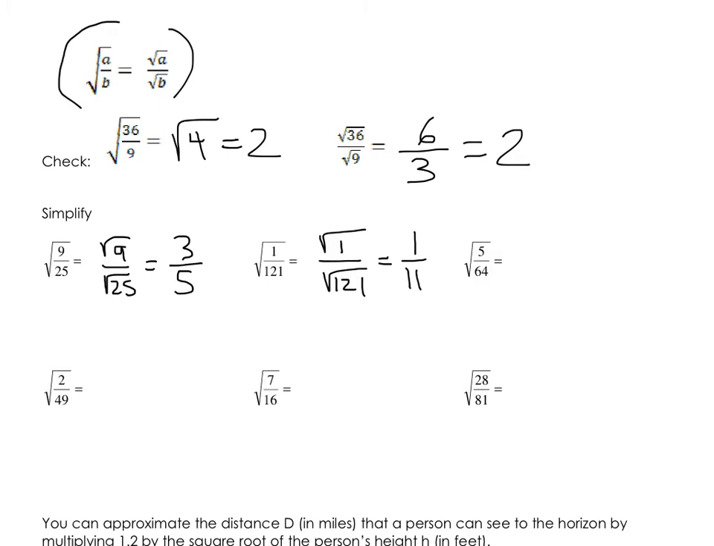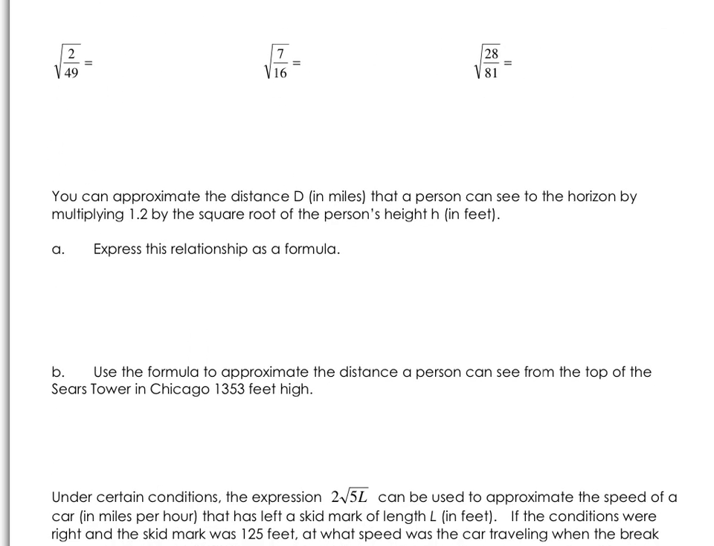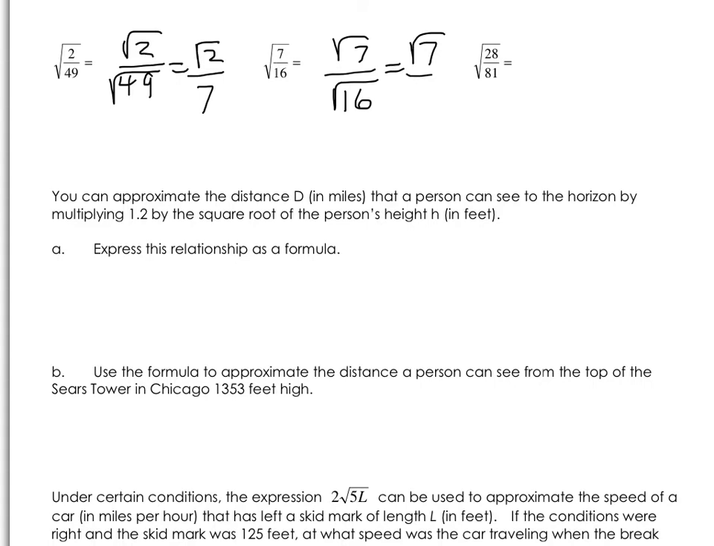The square root of 5 over the square root of 64. I can't take the square root of 5. It just has to stay the square root of 5. Square root of 64 is 8. Square root of 2 over the square root of 49. I can't take the square root of 2, but the square root of 49 is 7. Square root of 7 over the square root of 16. Can't take the square root of 7, but the square root of 16 is 4.